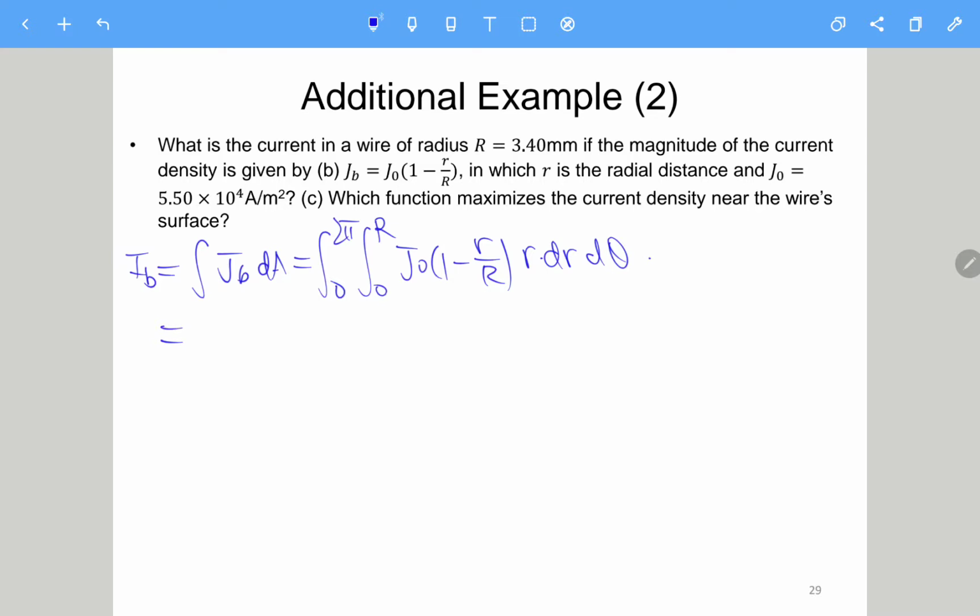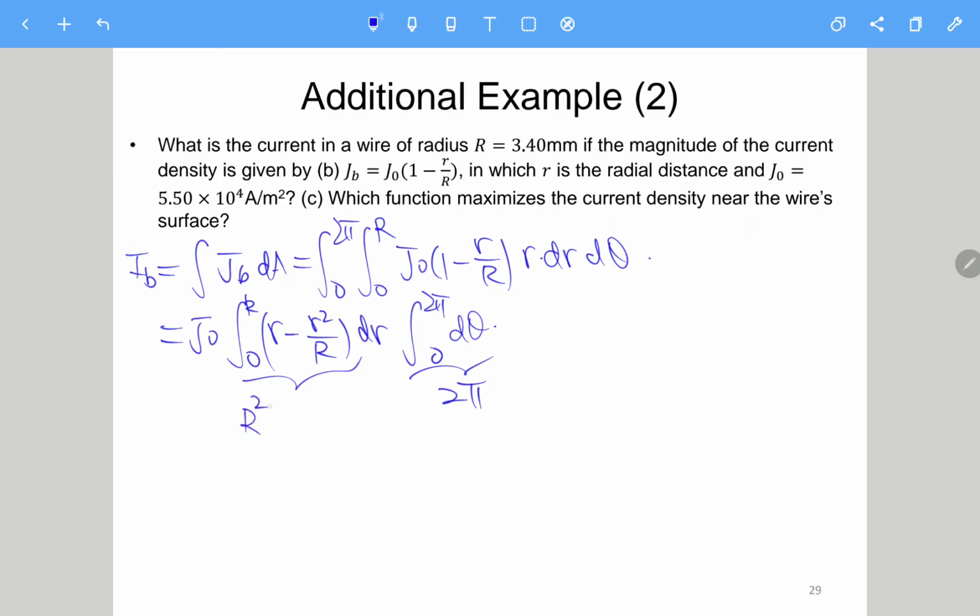Okay, so we can just move out J0, and then we have r minus r squared over capital R, dr from 0 to capital R. And then we have still d theta from 0 to 2 pi. So this one is still 2 pi. And for this one, the integration of r is r squared, so we have a capital R squared minus this one.